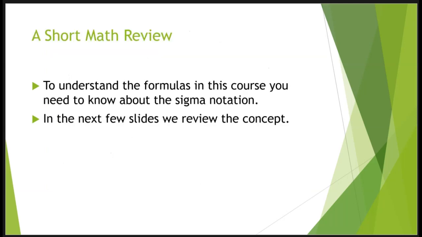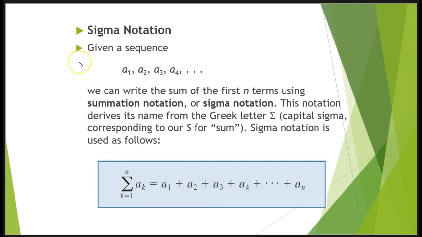One other thing I want to go over is just a quick math review to understand what sigma notation is, as you will see it in this course. So if you're given a sequence, a sub 1, a sub 2, a sub 3, and so on, we can write the sum of the first n terms using summation notation or sigma notation. And this comes from the Greek letter sigma. It's capital sigma, corresponding to our S for sum. So the sigma notation looks like this on the bottom here.